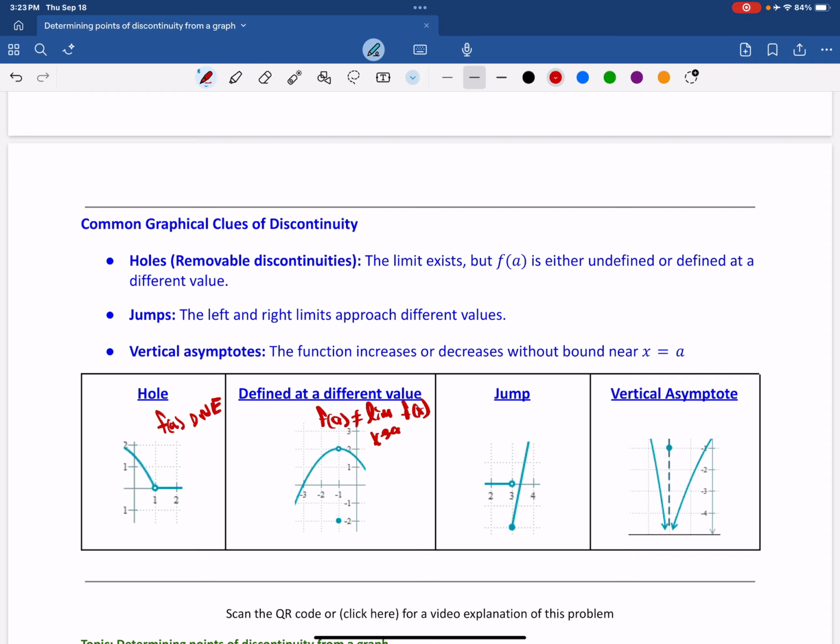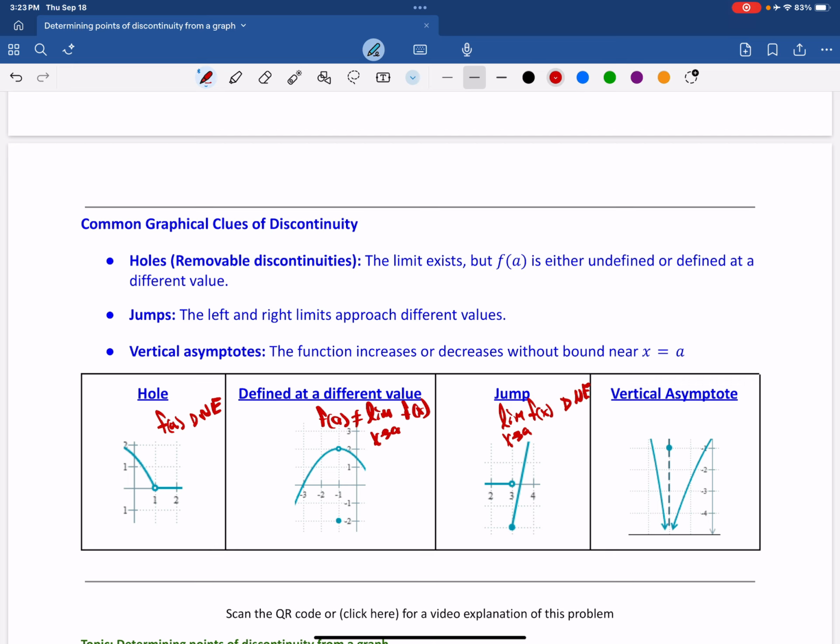The next one is a jump. And the jump is when the left and the right limits approach different values. So notice on this one, from the left, it looks like I have a y value of 0. From the right, it looks like I'm approaching a y value of negative 2. And from the left and from the right, those aren't the same values. If those aren't the same values, we have that jump in there. We know that the limit does not exist. And if the limit does not exist as x approaches a, then the function is not continuous at that point.